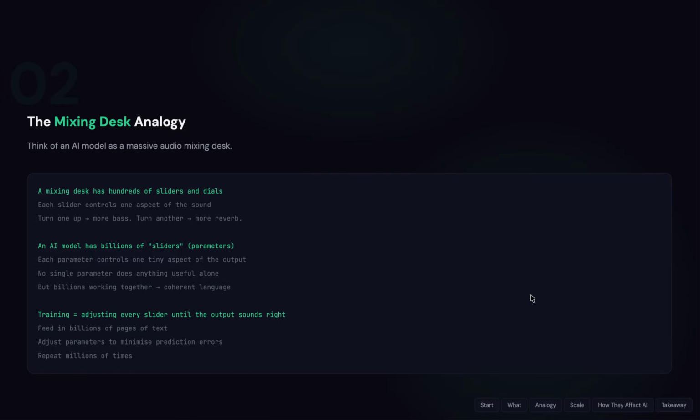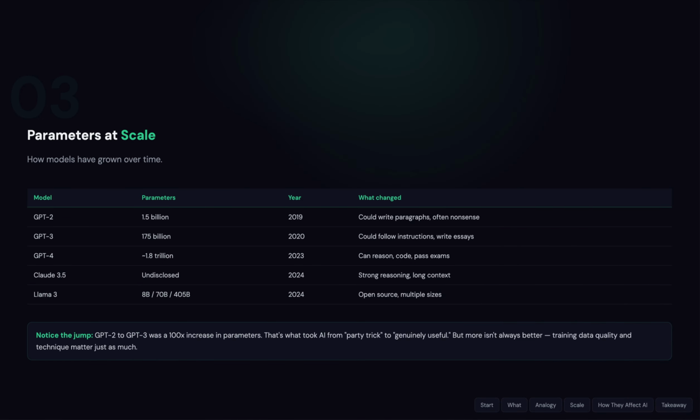That's your trained model. Okay, so now let's look at the scale of parameters and understand that a bit further. So, how these models have grown over time. And what you can notice off the screen already is these numbers are very, very high. Back in 2019, we had GPT-2, and it had 1.5 billion parameters. It could write paragraphs, but they were often nonsensical. They were interesting, but it wasn't useful.